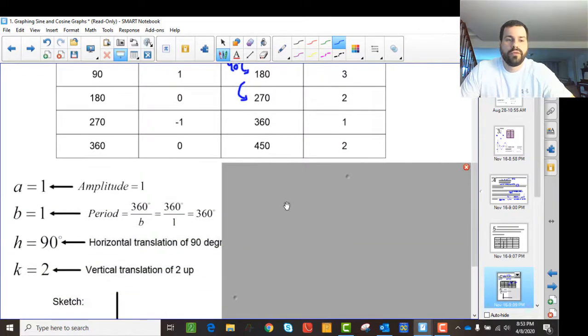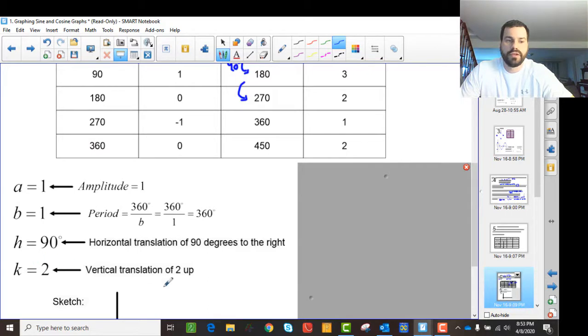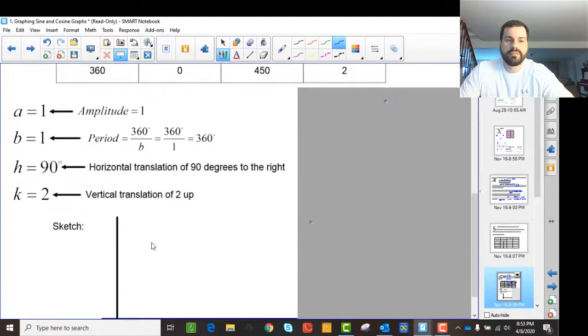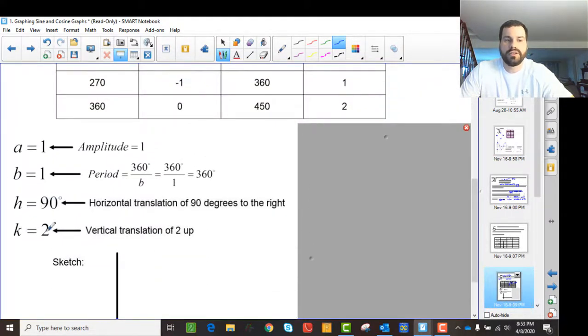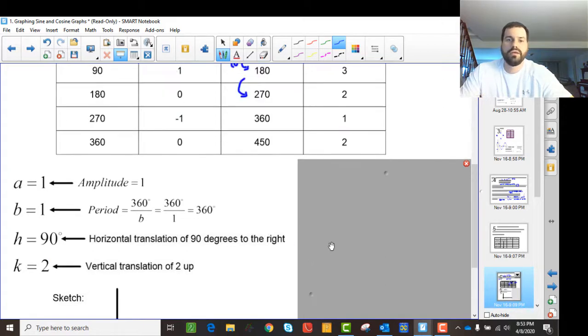So I've already stated the amplitude and the period, and I've already stated the sinusoidal axis, but you also should notice that when h is 90 and k is 2, if somebody says describe what's going on, you need to be able to describe it as a horizontal translation of 90 degrees to the right, because h is positive, and a vertical translation of 2 up. Okay, so that's how I describe the transformations.